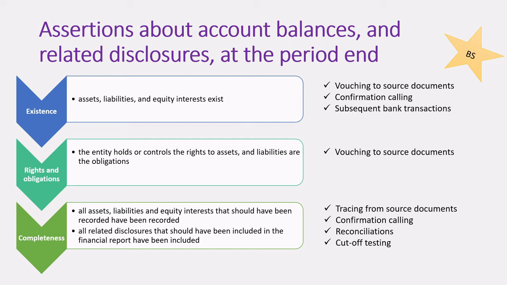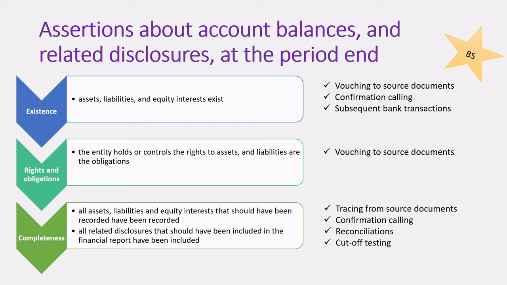Now we are going to see what the assertions are in relation to the balance sheet. Assertions about account balances and related disclosures at the period end. The first assertion is existence. Assets, liabilities, and equity interests exist. If an asset or liability is recorded, whether that is actually in existence. We are going to verify this by vouching to source documents, maybe calling confirmation or checking subsequent bank transactions. We can do several audit procedures to verify the existence of an asset, liability, or equity.